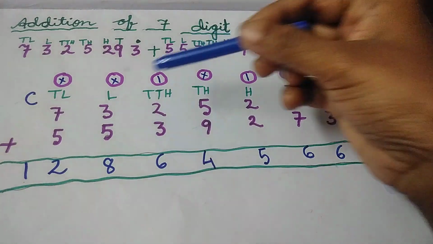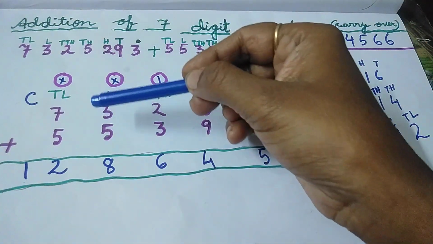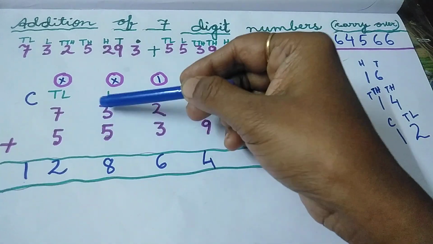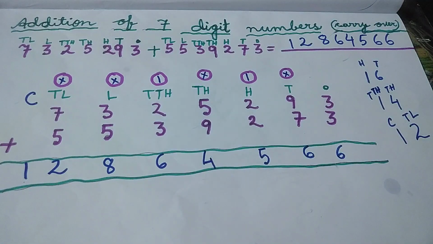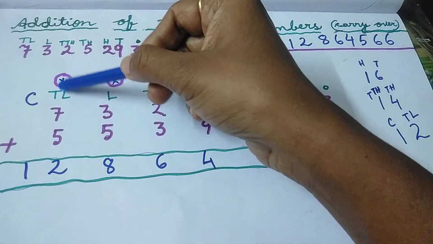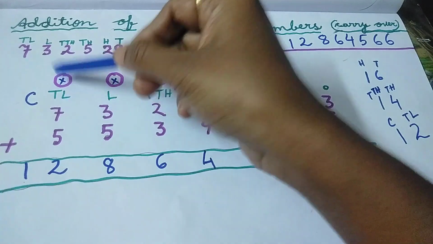Okay. Now add 3 plus 5. 3 plus 5 is equal to 8. We don't have any carry, so put a cross or 0 in the next place, that is in the 10 lakhs place.